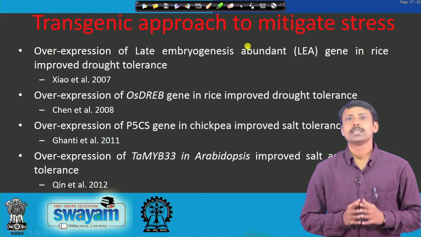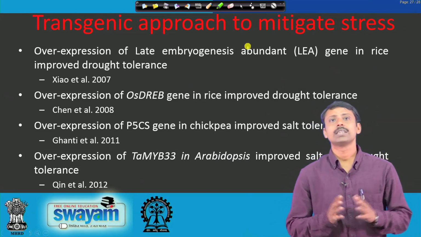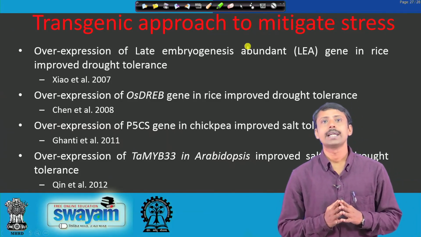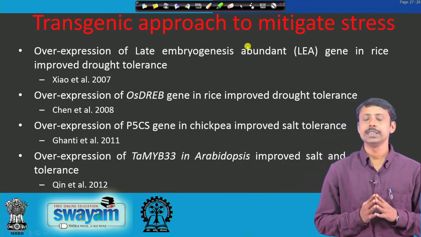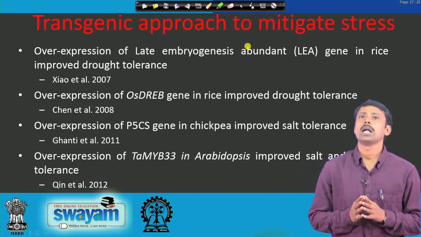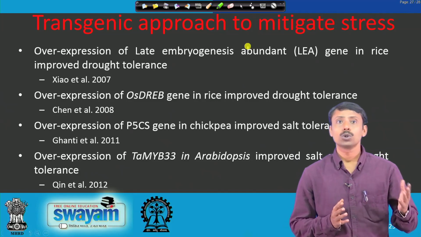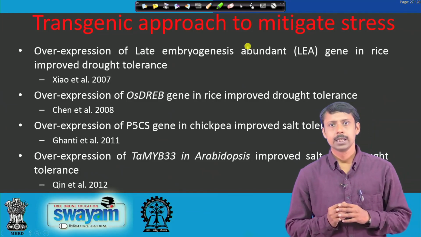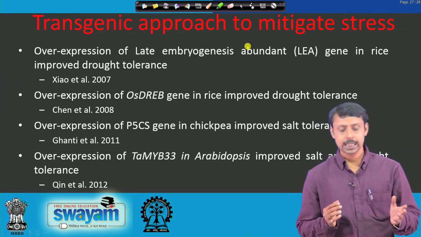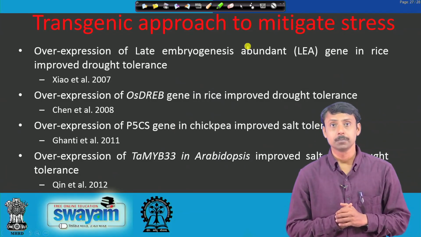Now, these are the different transgenic approaches which have been taken to mitigate the stresses by several scientists. The first one is the overexpression of the late embryogenesis abundant gene. It is the LEA gene. It is a very important gene, and it was found to show drought tolerance in rice, not only in greenhouse conditions, but also in field conditions, in natural conditions also it showed the drought tolerance mechanisms.